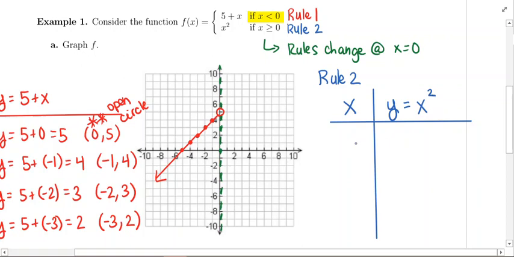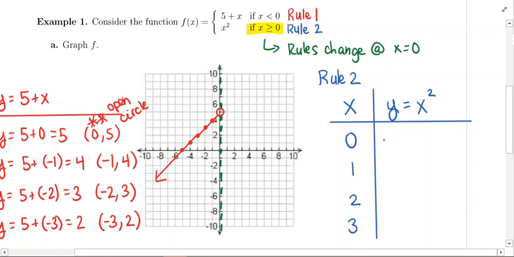First thing I need to put in the table for x is where the rule changes. The rule changes because now I'm looking at this yellow rule. The rule changes where x equals 0. That has to go in the table first. Then according to the condition, I can plug in anything bigger than 0. So maybe 1, 2, 3. That's good enough just to get an idea of what it looks like. The more points you plot, the better it's going to look.